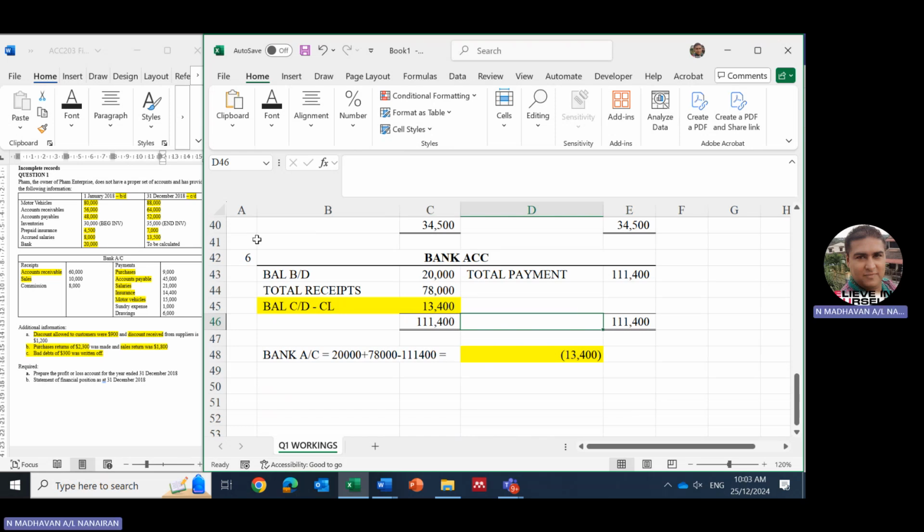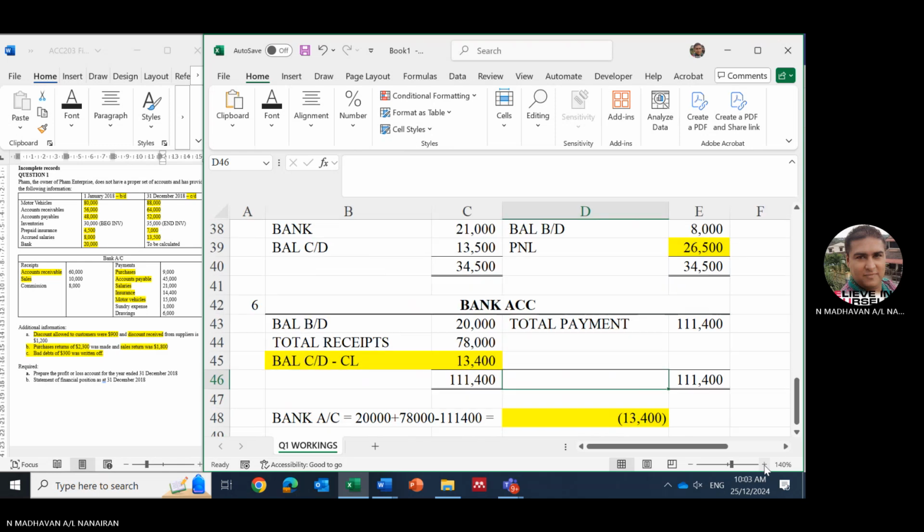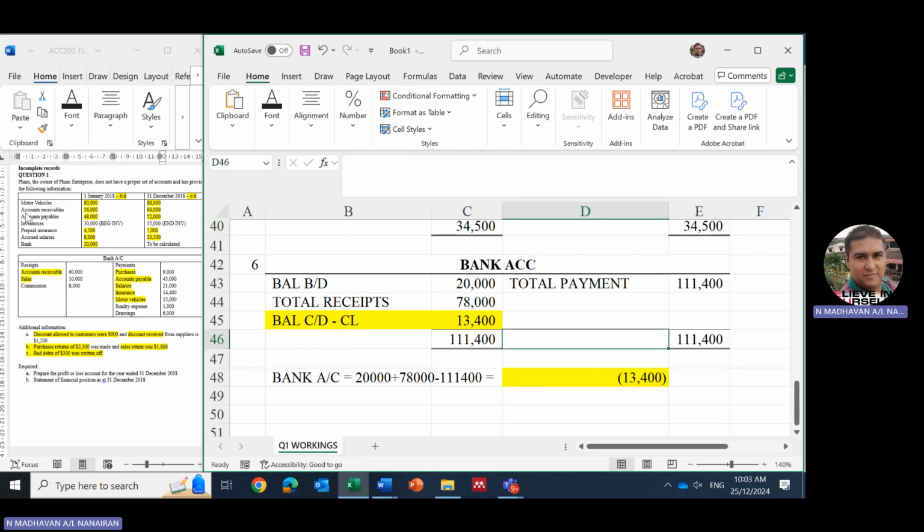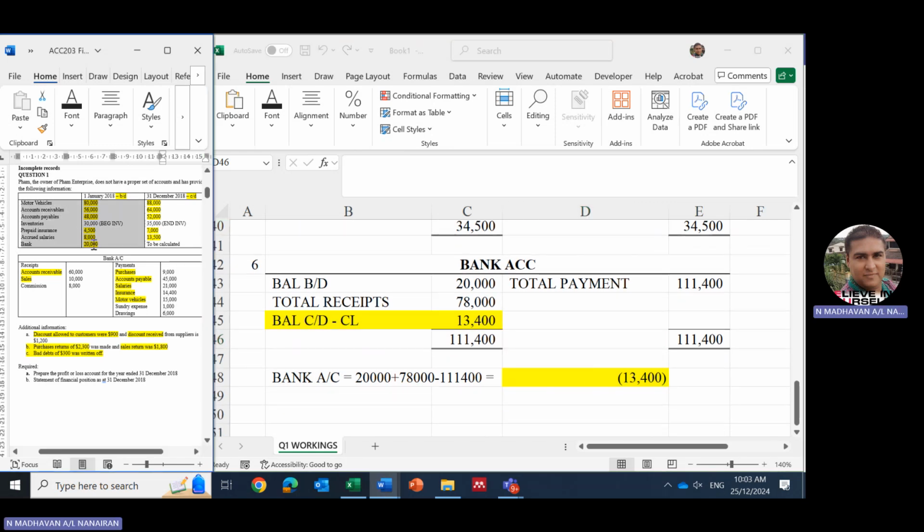Okay. Now, it's too small. Better? Is it bigger? Okay, good.